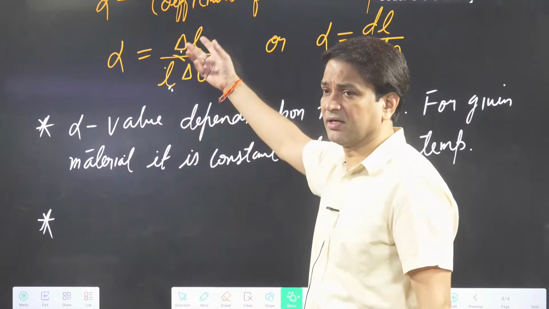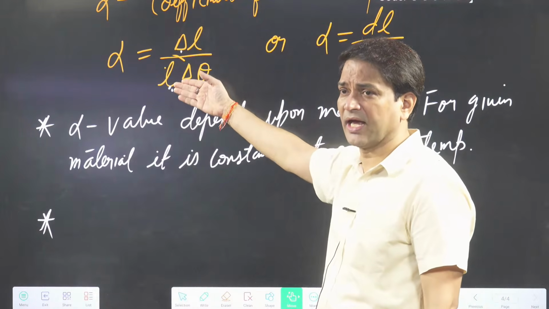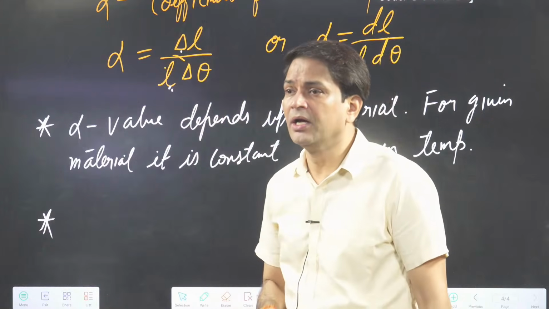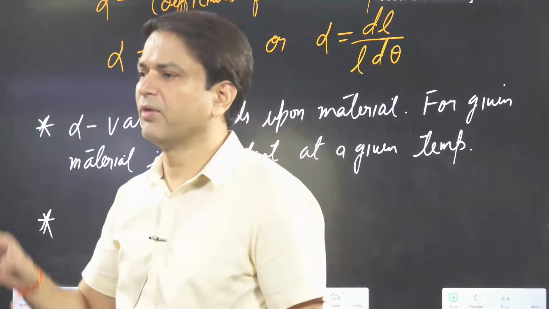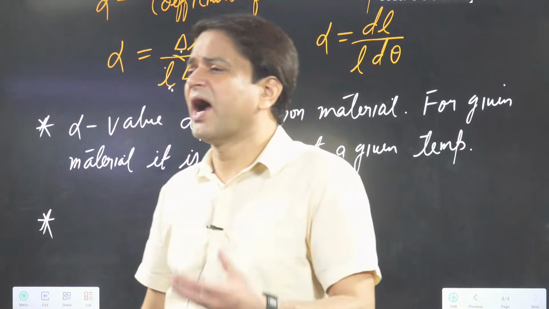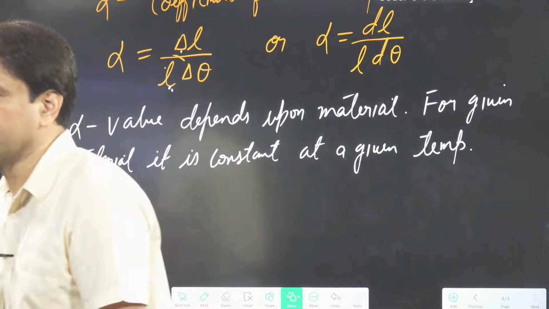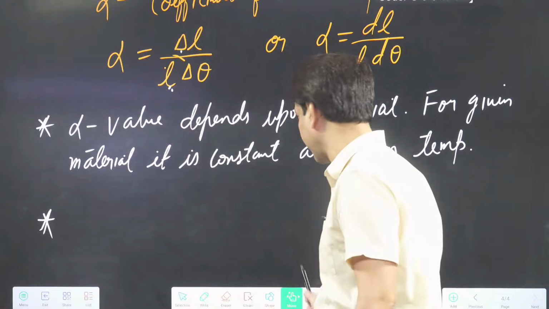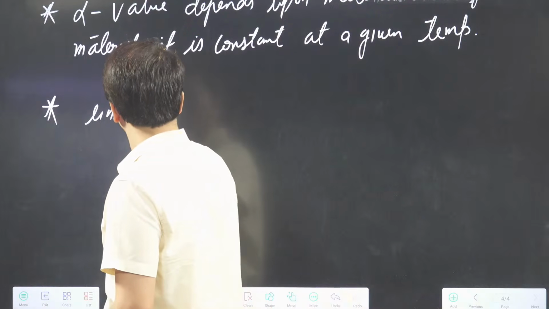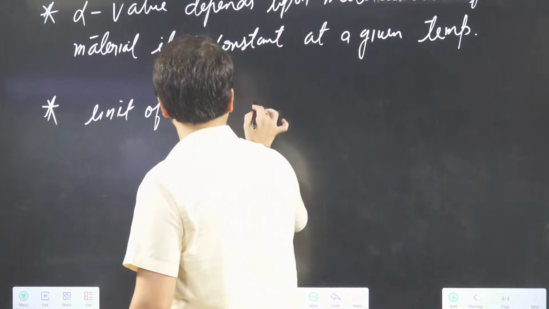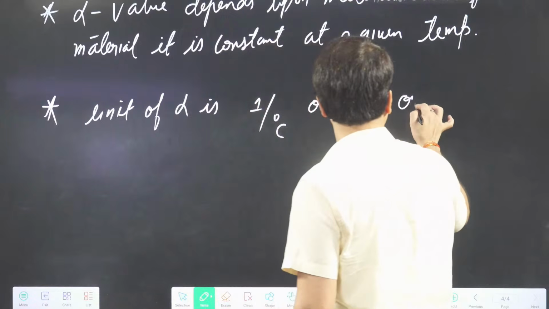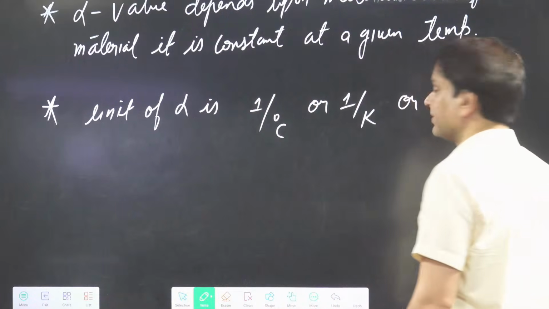Delta L and L. Delta L means length unit, L is length unit. Length unit upon length unit cancel out, but delta theta will remain. It means the alpha unit is 1 upon delta theta. Delta theta unit is what? Either degree C or Kelvin or Fahrenheit. So the unit of alpha is either per degree C, or per Kelvin, or per degree Fahrenheit.